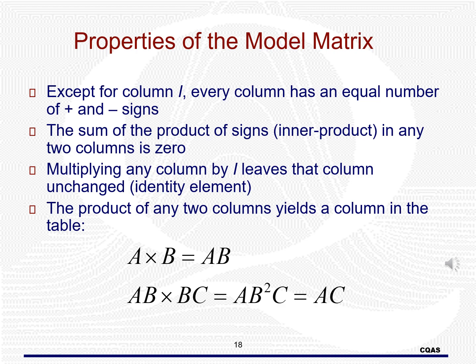Notice also that multiplying any column by I gives you that column back. This should not surprise you since multiplying by I is equivalent to multiplying a number by 1. Finally, the product of any two columns yields another column in the model matrix. For example, A times B yields AB. Also, utilizing modulo 2 math, AB times BC equals AC. We will revisit the modulo 2 math when we talk about fractions.